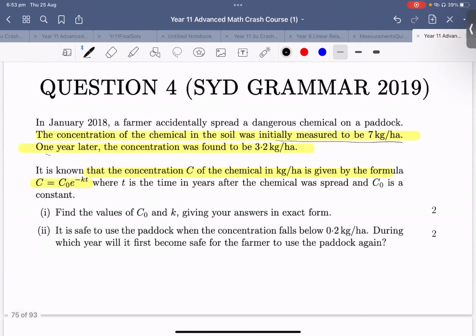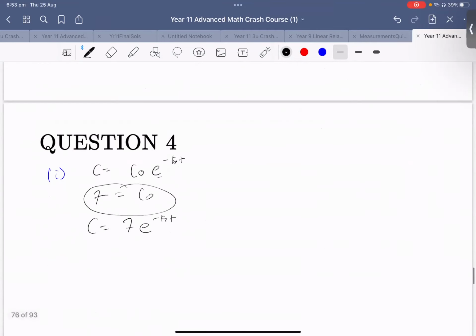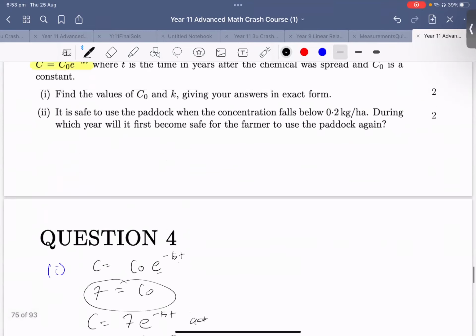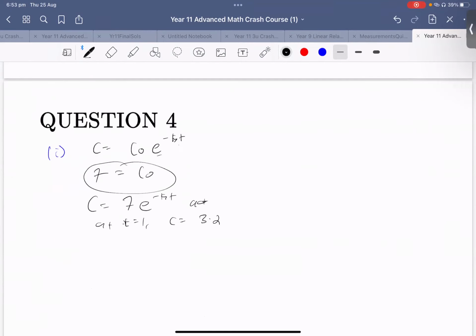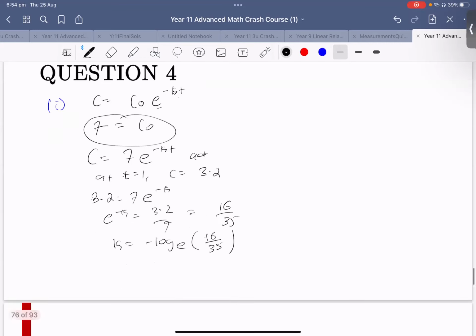What else do we know? 1 year later, concentration was found to be 3.2 kilograms per hectare. So at t is equal to 1, C is equal to 3.2. So 3.2 is equal to 7e to the power of minus k, because minus k times 1 is just minus k. e to the power of minus k is equal to 3.2 on 7, which is 16 on 35. So k is equal to minus log e of 16 on 35. Yeah, that's k.